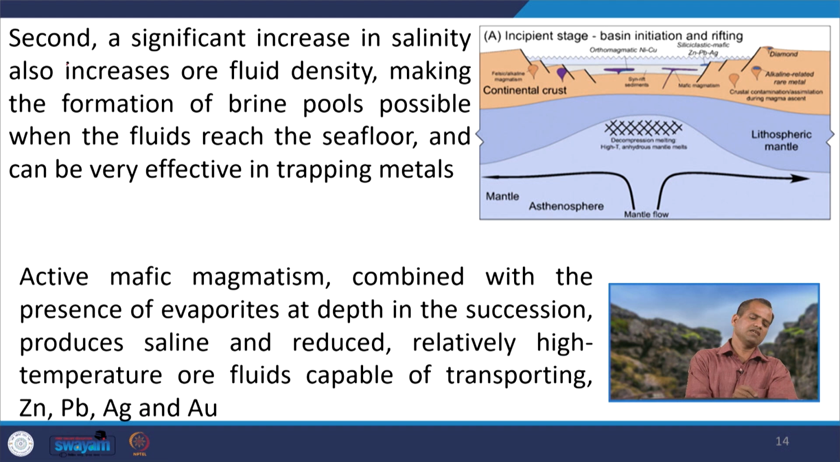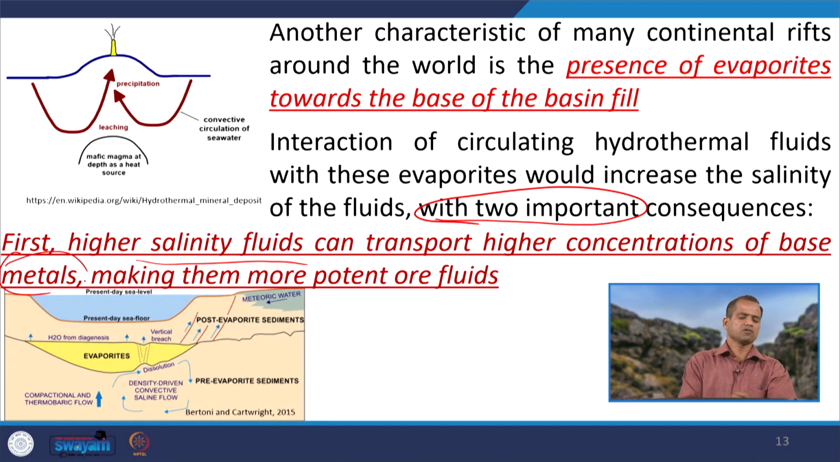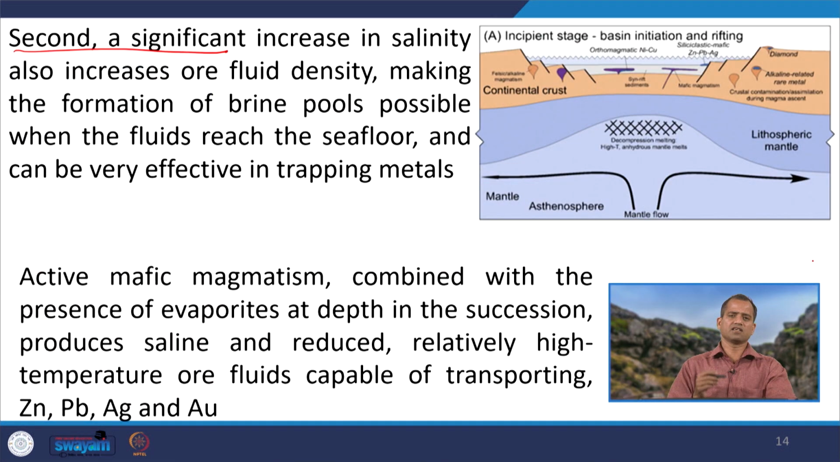So, the salinity has two effects. First, it makes the fluid a transporter for these metals, particularly for the base metals, and second, it can form a brine pool which can trap the metals. Active mafic magmatism combined with the presence of evaporite at depth in the succession produces saline, reduced, relatively high temperature ore fluid capable of transporting zinc, Pb, Ag and Au.